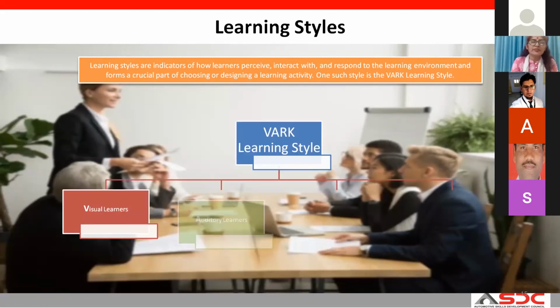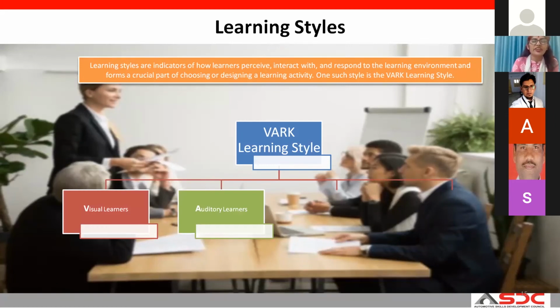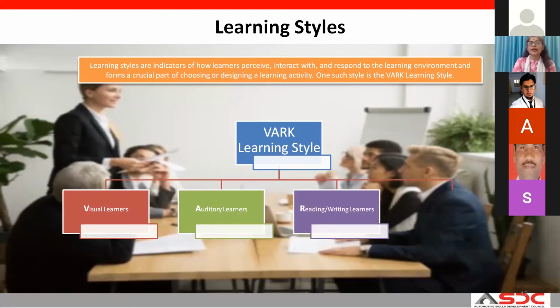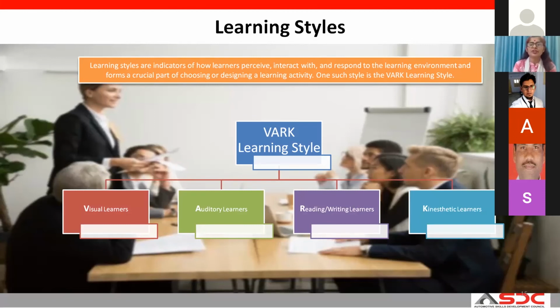Some people are visual learners, V. Some people are auditory learners, A. Some people are reading or writing learners, and some people are kinesthetic learners. Have you understood VARK? Some learn through seeing, some through listening, some through reading and writing, and some through doing. Kinesthetic means doing, like learning how to use a mobile. Some can see the mobile and learn one function. Some can listen and learn how to use it. Some can read how the function is to be used, and some learn through doing.